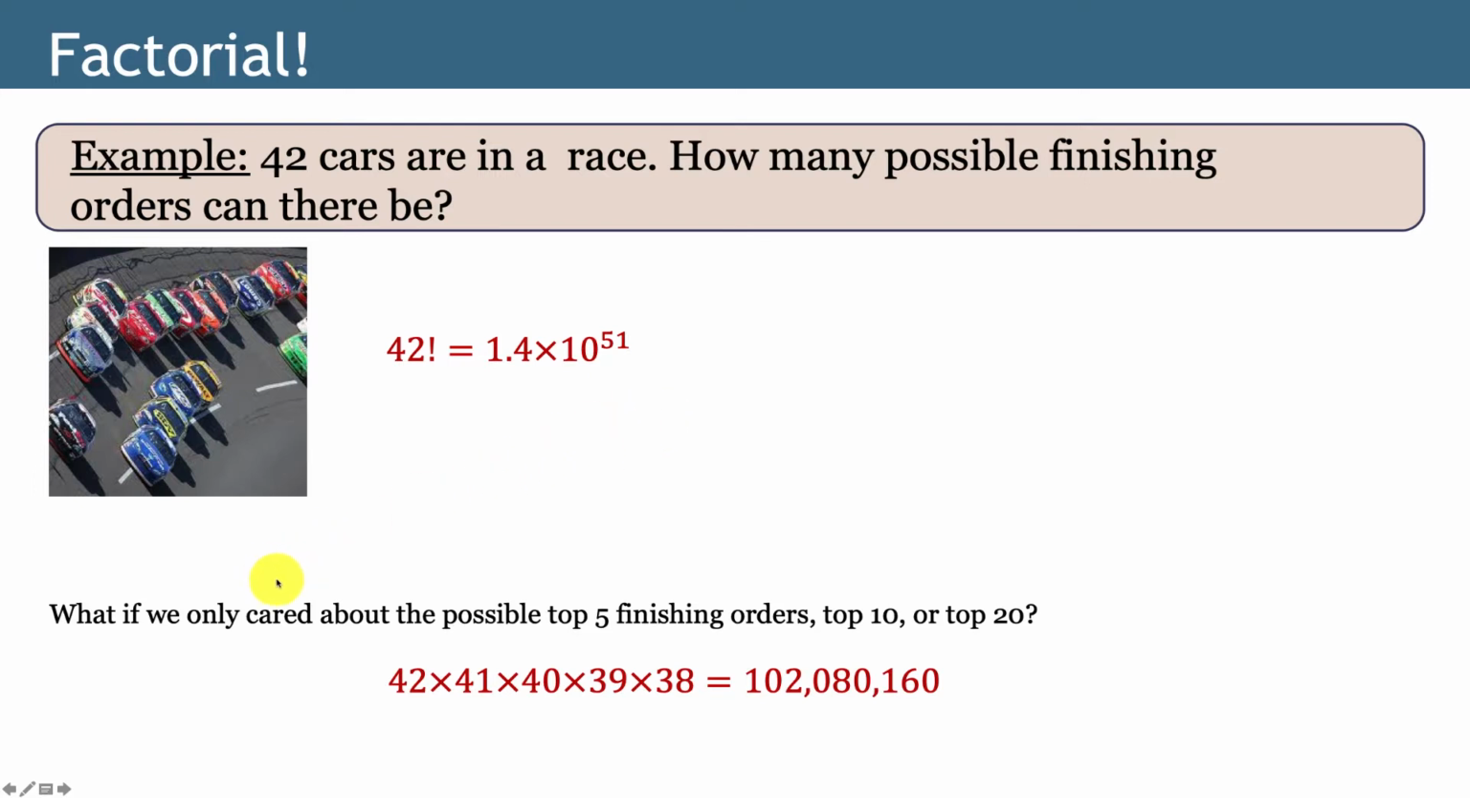Now, you could say, hey, wait a minute, I don't care about the exact order for the entire race, but how many ways could you have the top 5? Or maybe top 10? Or maybe top 20? Well, that gets a little more challenging. Because if it's top 5, I can't use the factorial, because the factorial goes all the way down to times 2 times 1 at the end, right? But top 5 could be computed as 42 times 41 times 40 times 39 times 38. And you would get that answer. But that's kind of a pain. You'd think there'd be an easier way to do that. And there is. It's called a permutation.